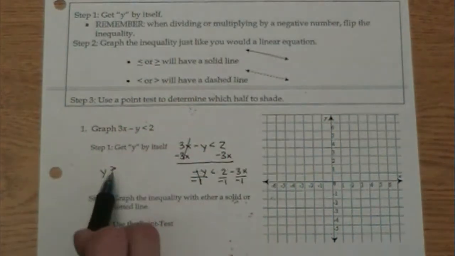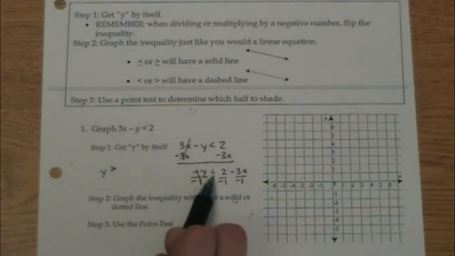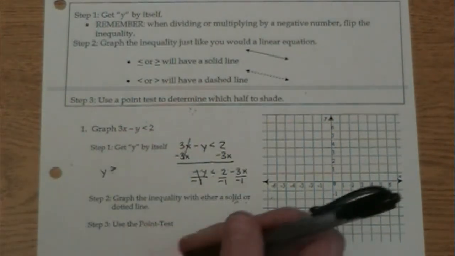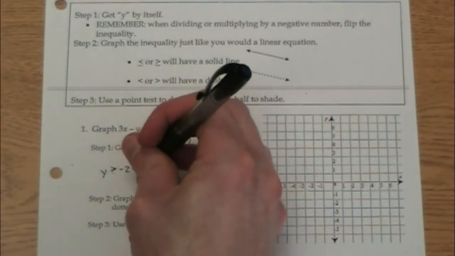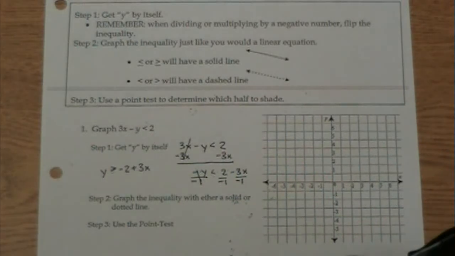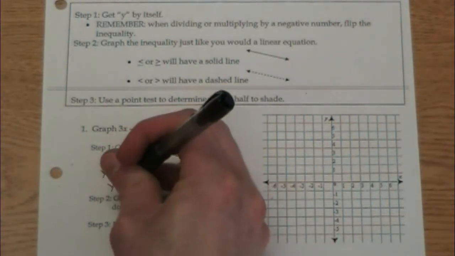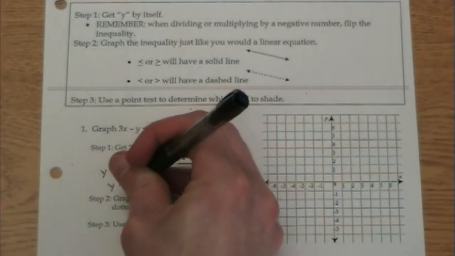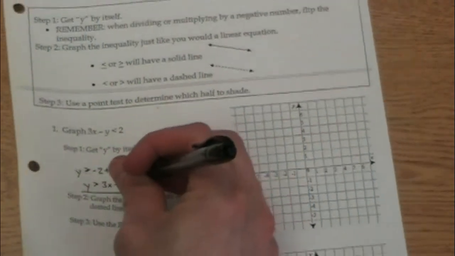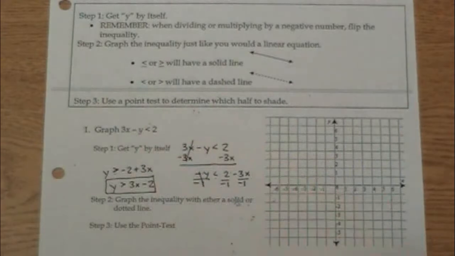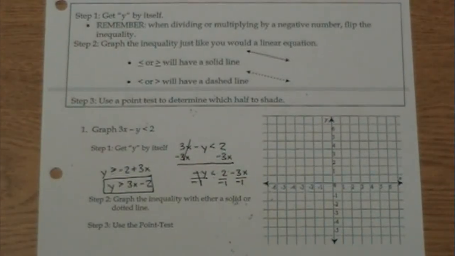So we'll have y, and now the sign will flip to a greater than sign. Notice that it goes from less than to greater than because of the negative. And it's going to be negative 2, since 2 divided by negative 1 is negative 2, and then plus 3x, since negative 3x divided by negative 1 is 3x. So that is our equation. Now, if you want to put it in mx plus b form, you're going to flip the 3x, so y is greater than 3x minus 2. As you can see, I messed up on the paper there, but that's okay.